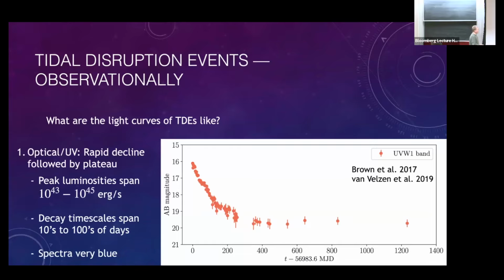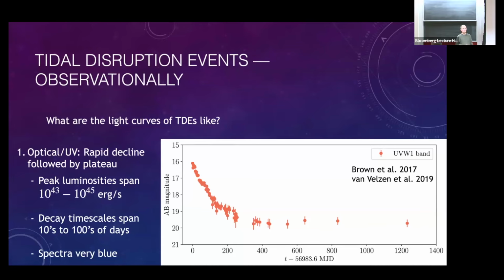Okay. In the optical and UV, you get a very bright flare, about 10^43 up to 10^45 erg per second. So brighter than a supernova. They decline rapidly at early times. If you fit an exponential, say, to the population, you find e-folding timescales of tens to hundreds of days. The spectra are very blue.